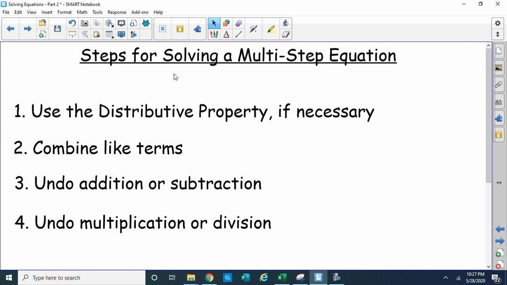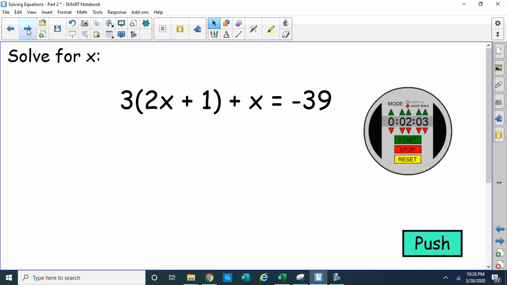So here are the steps for solving a multi-step equation. Use the distributive property if necessary. Sometimes you don't have to. If you don't see any parentheses, that's a good indication. Combine the like terms. Undo the addition or subtraction using the additive inverse. And undo the multiplication or division using the multiplicative inverse.